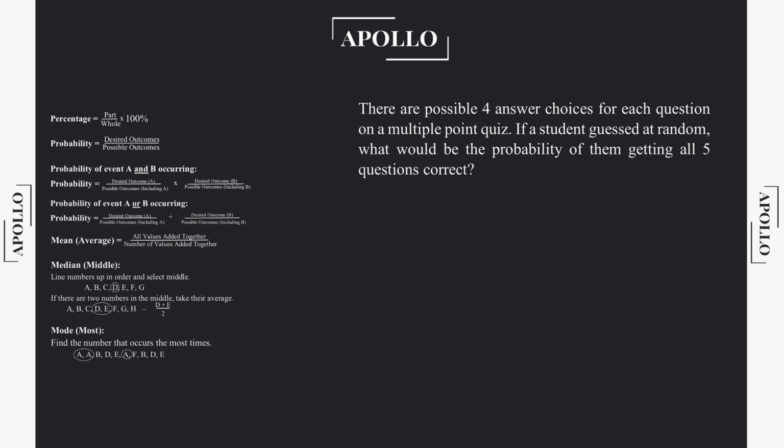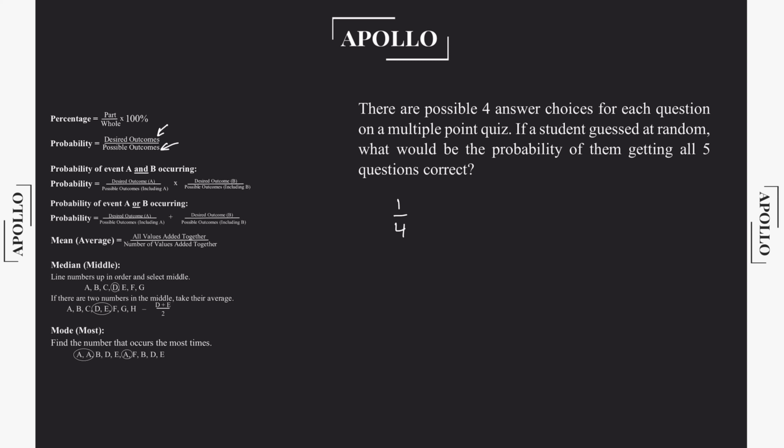There are 4 possible answer choices for each question on a multiple point quiz. If the student guesses at random, what would be the probability of them getting all 5 questions correct? All right, so the desired outcome would be them getting the correct answer. So that would be 1 opportunity out of the 4. And the possible outcomes is the 4 answer choices. So they have a 1 out of 4 chance of getting any given question correct, right?